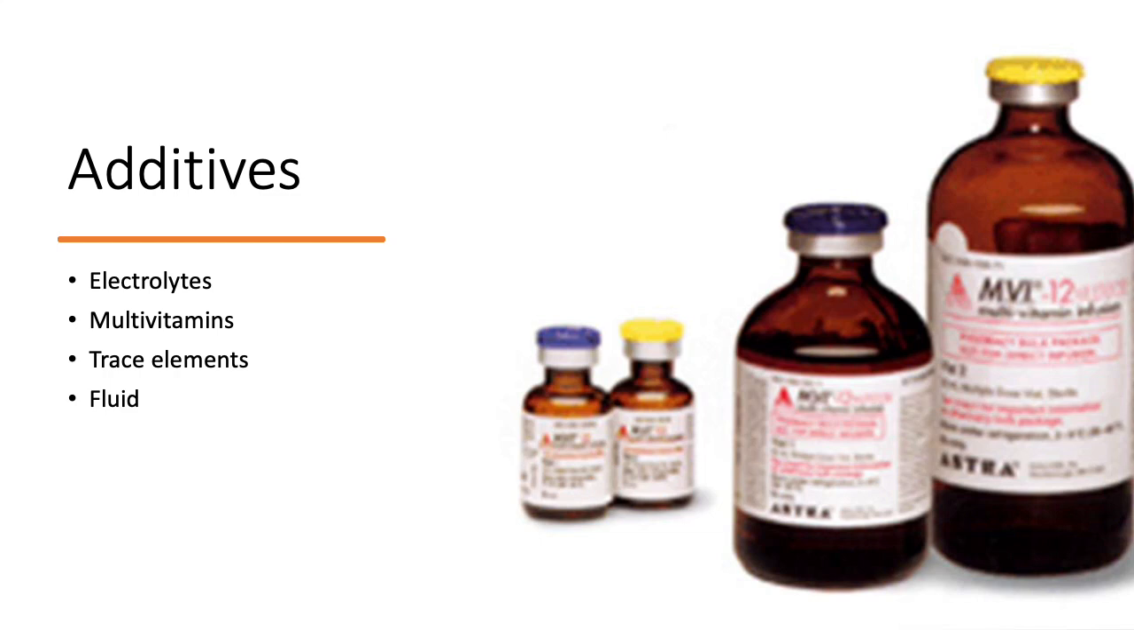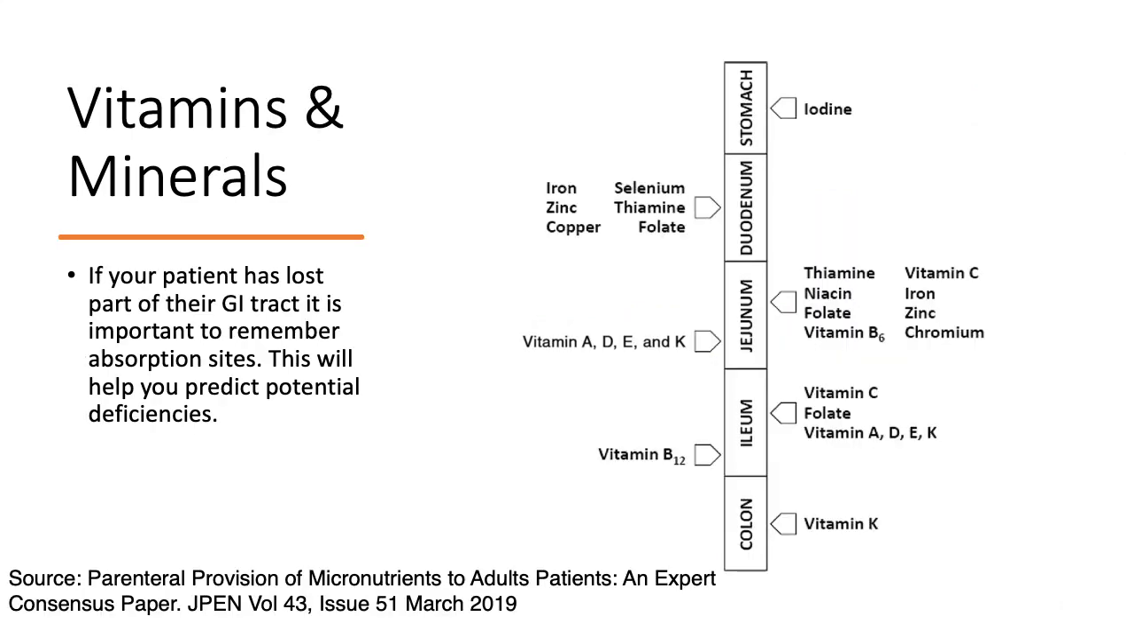PN additives include electrolytes, multivitamins, trace elements, and fluid. This is a nice reminder of where key nutrients are absorbed in the GI tract. If your patient has lost part of their GI tract, it's important to know these absorption sites because this will help you predict potential deficiencies. So, for instance, if your patient has short gut, they're at much greater risk for vitamin deficiencies than someone who requires short-term PN because of an ileus.